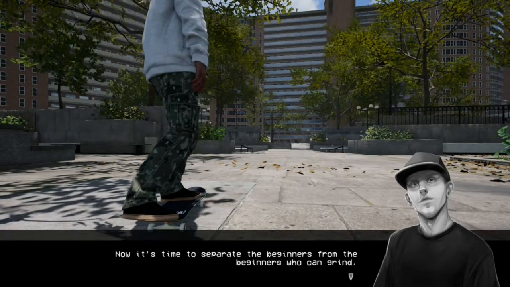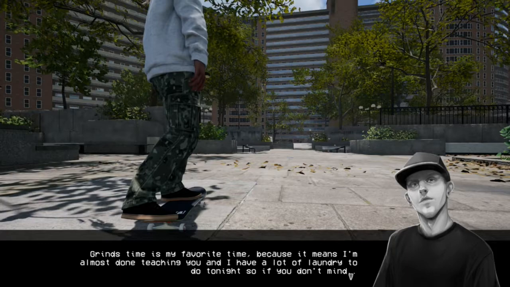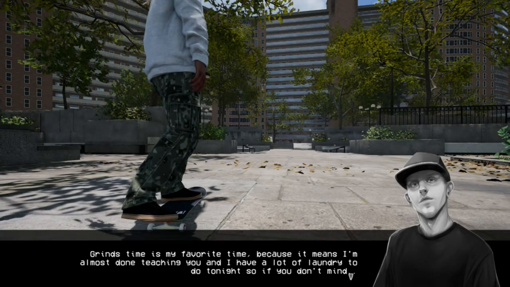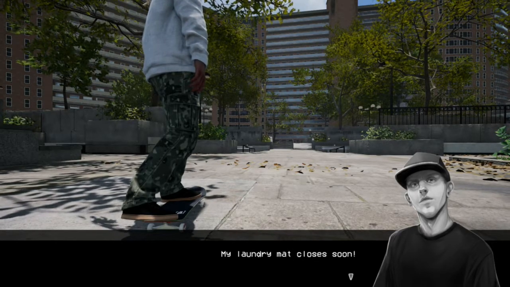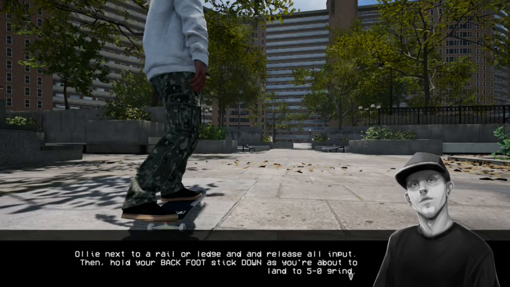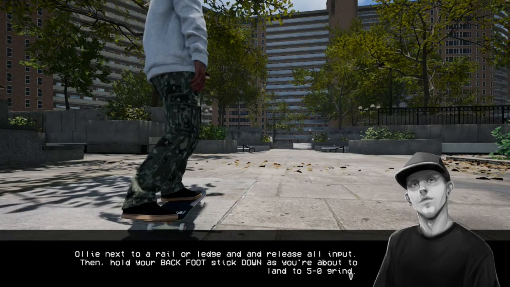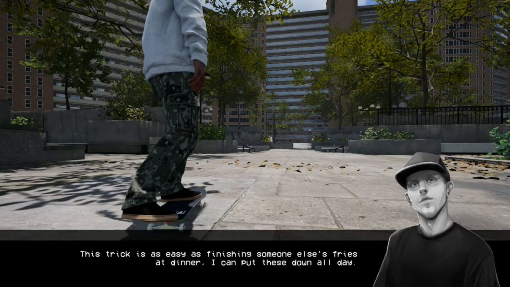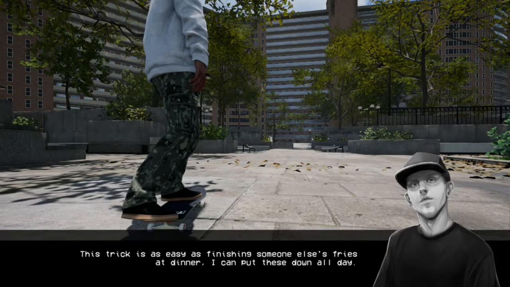Now it's time to separate the beginners from the beginners who can grind. Grind time. All right, my favorite time, because it means I'm almost done teaching you. Okay. Ollie next to a rail or ledge and release all input. Then hold your back foot stick down as you're about to land a 5-0 grind. All right, this trick is easy as finishing someone else's fries at dinner.